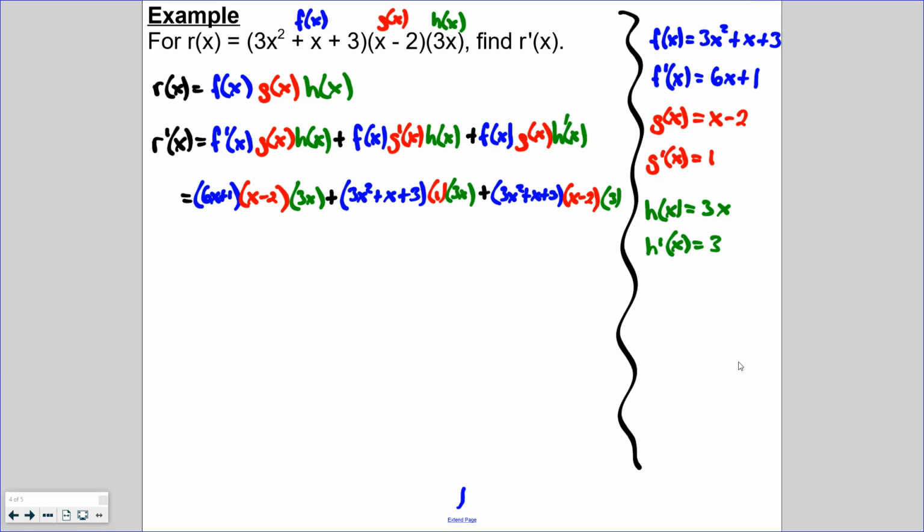All right. There are a couple of things we can simplify to make this a little easier, but we don't have to do a lot of simplification because it's not super necessary. The only thing I'm going to get rid of is this 1, because we know 1 times anything is itself. So this gives us the quantity 6x plus 1 times x minus 2 times 3x, plus the quantity 3x squared plus x plus 3 times 3x, plus 3x squared plus x plus 3 times x minus 2 times 3, as our r prime.